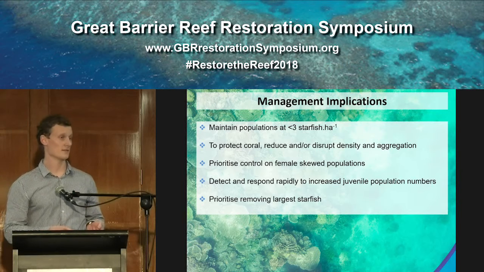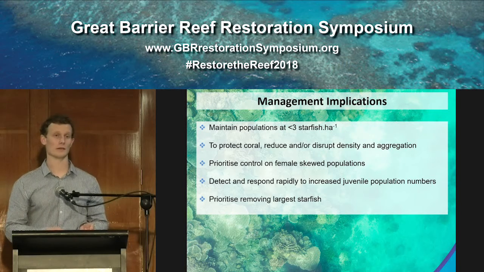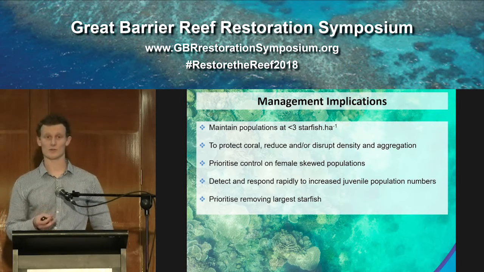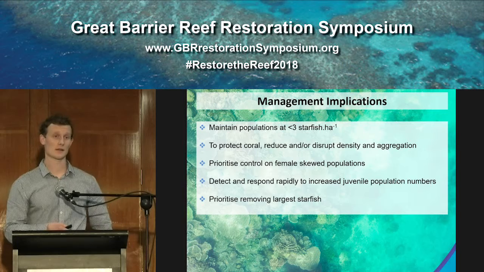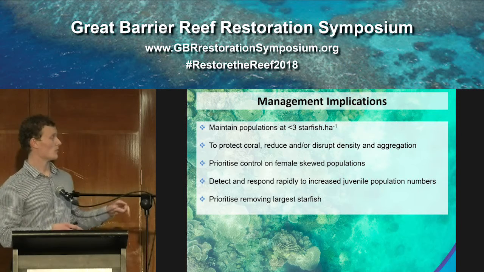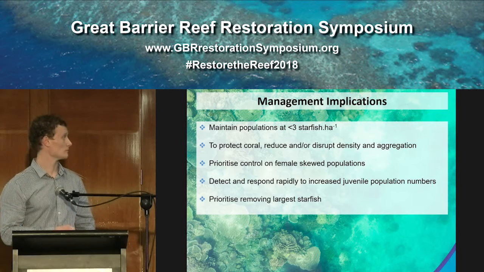We also did a number of sensitivities in our model, and we found that female skew populations could really accelerate much quicker than even sex ratios or male skewed sex ratios. And similarly, we found that an increase in juvenile numbers was an indicator of an incipient outbreak risk, because as size of the individuals in the population increased, there was a dramatic increase in their reproductive potential. And through the same lens, we found that removing the largest starfish was going to give you the most bang for your buck, which is reducing the average size in the population.